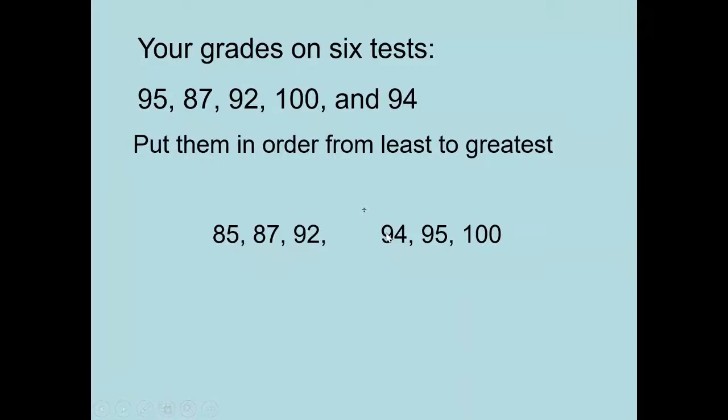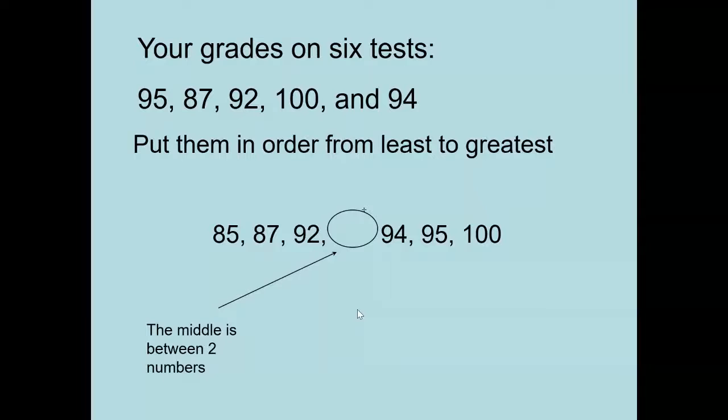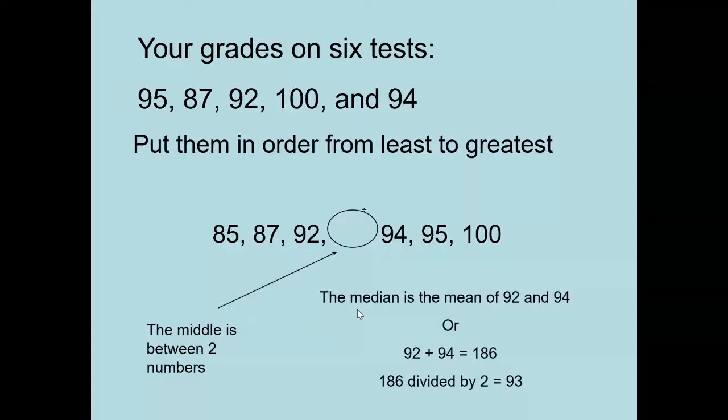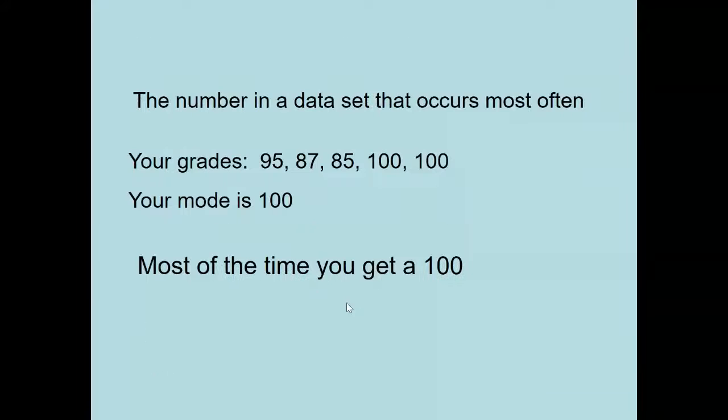92, 94, 87. They're adding. Okay, so if we had 6 test scores, the 2 that would be in the center would be 92 and 94. So when you're finding the average of that, you're actually getting the halfway point between those two numbers. So 92 plus 94 is 186, and you would divide that by 2, and that would give you 93. So 93 would be considered your median.